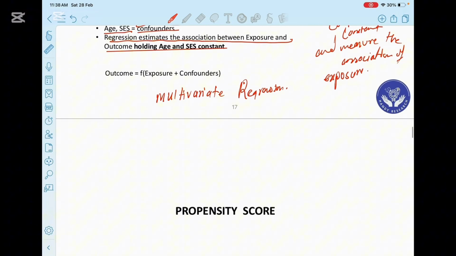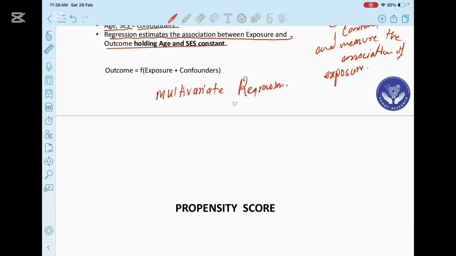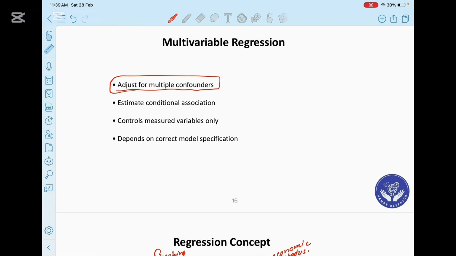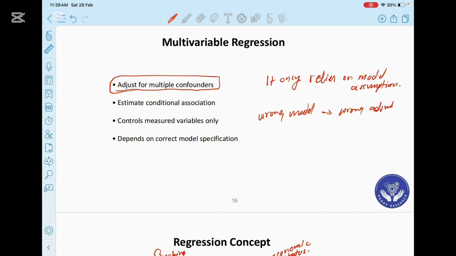However, regression only adjusts for the measured confounder. If a confounder is not measured, then it cannot be adjusted. So regression also relies on model assumption. It only relies on model assumption, so it means wrong model, wrong adjustment. Regression does not create causality, and it estimates the conditional association.